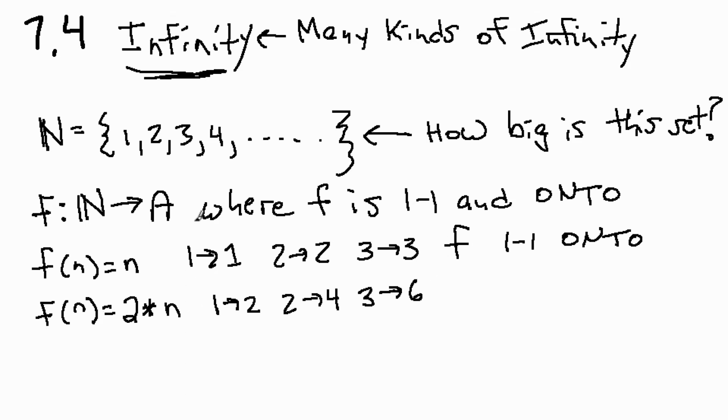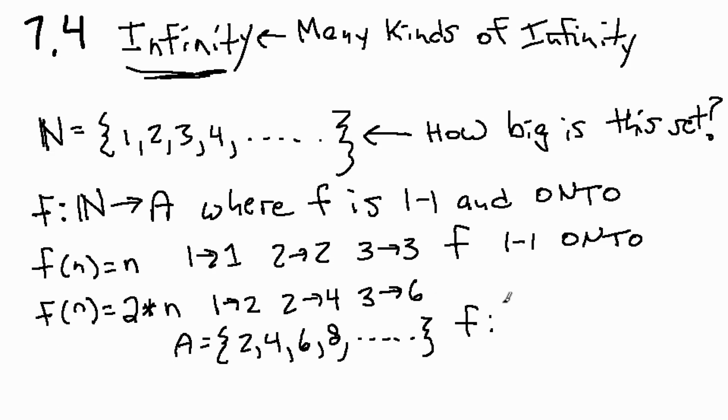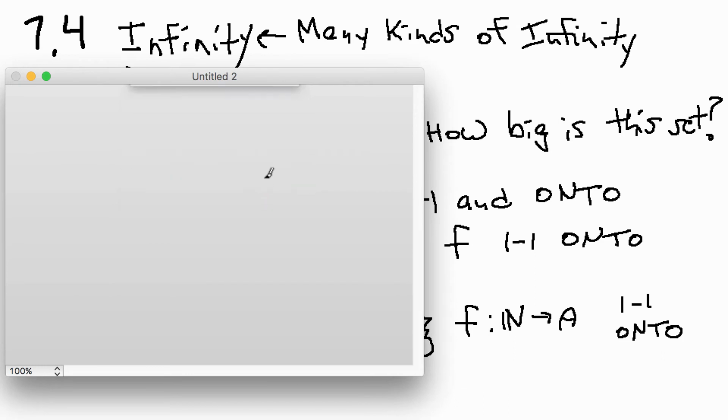And again, if I define my set A over here, if I were to tell you that A is equal to this set, up to infinity, I think you would agree that this function f that maps the natural numbers to A is also 1 to 1 and onto. And given that example, it's very easy to construct other ones. For example, we could talk about f of n is equal to 7 times n.